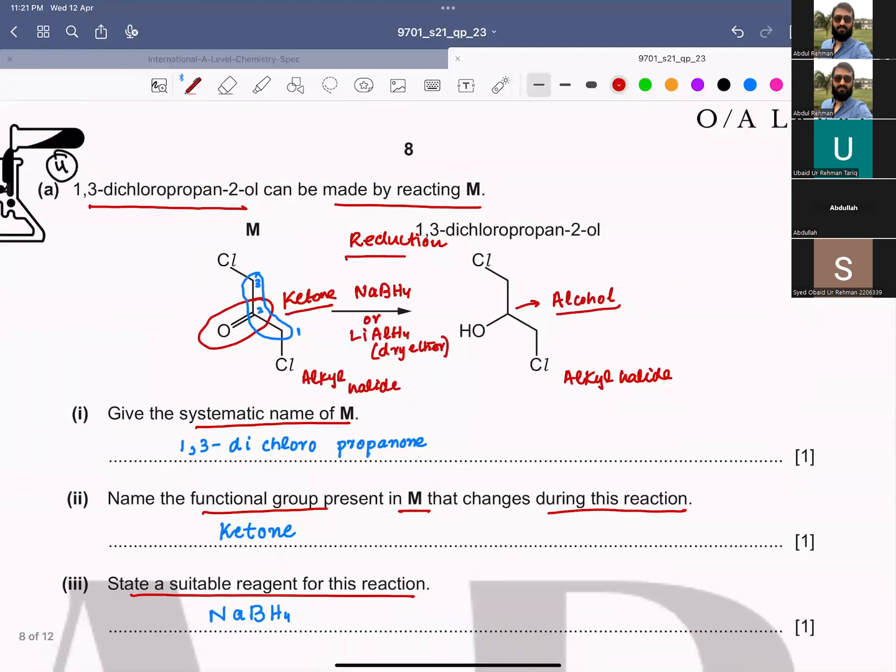It is reduction, not a substitution, because see, a ketone is converting into an alcohol, that is a reduction reaction, and when an alcohol converts into a carboxylic acid, aldehyde or ketone, that is oxidation.